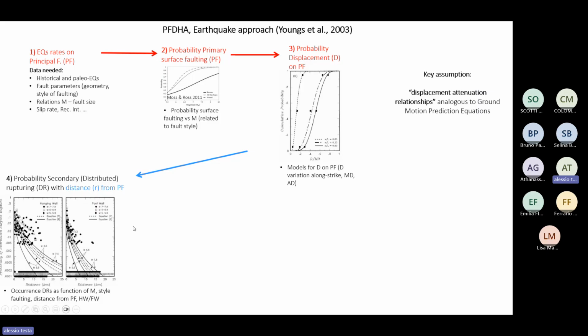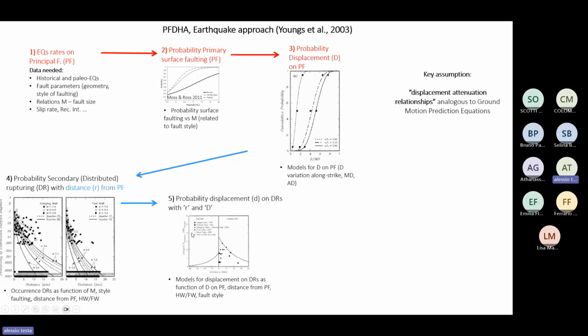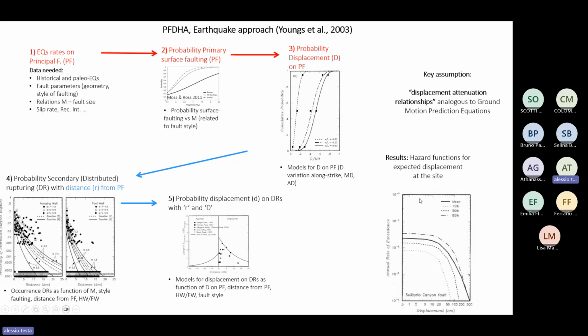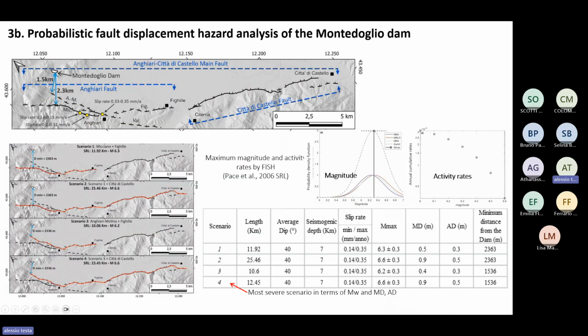And then we have to determine the displacement model, let's say, the amount of displacement at increasing distance from the principal fault in the footwall and in the hanging wall. Again, it is a function of the position with respect to the hanging wall or the footwall, but also a function of the distance from the principal fault. And finally, the results are given as hazard curves with an annual rate of exceedance of a specific value of displacement.